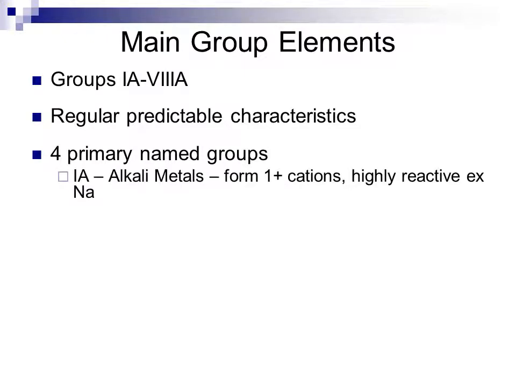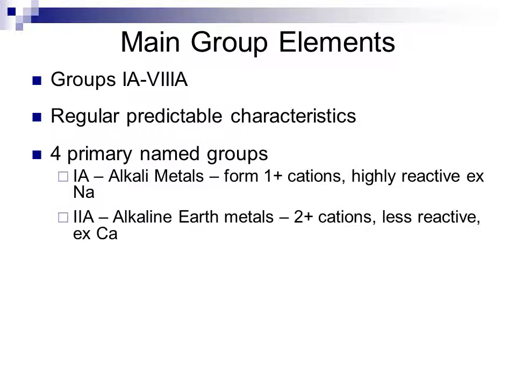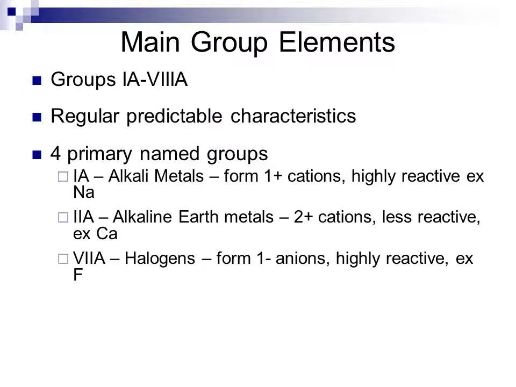They are group 1A, which we call the alkali metals. These tend to form 1+ cations and are highly reactive, for example, the element sodium. Our group 2A elements, called alkaline earth metals, tend to form 2+ cations, and they are less reactive than the 1A elements, but they are still fairly reactive. An example of this would be the element calcium.